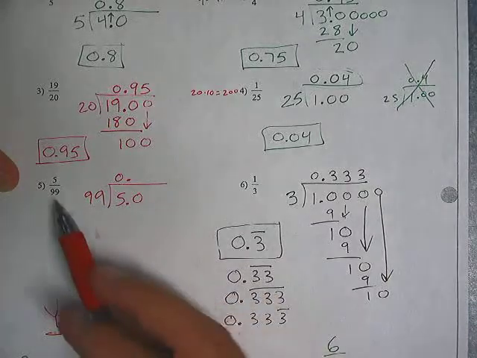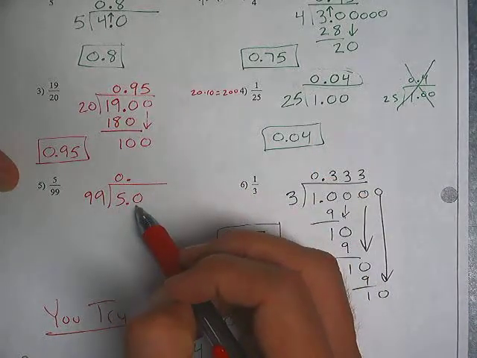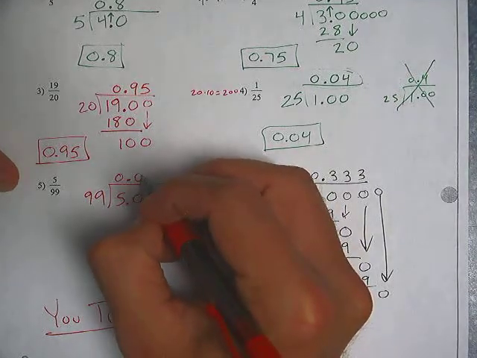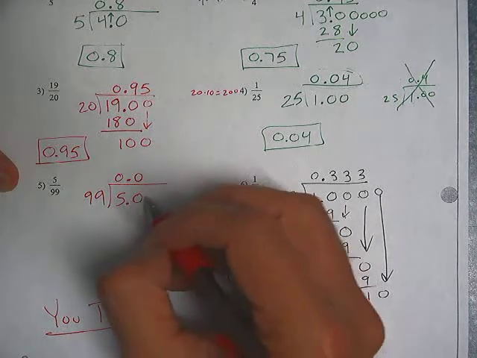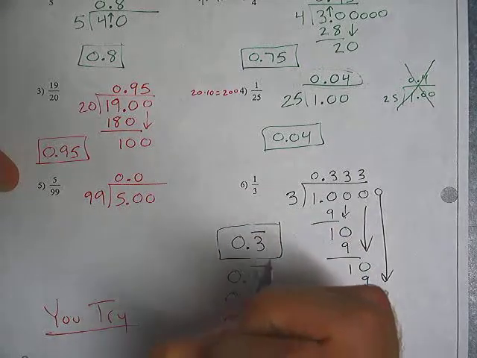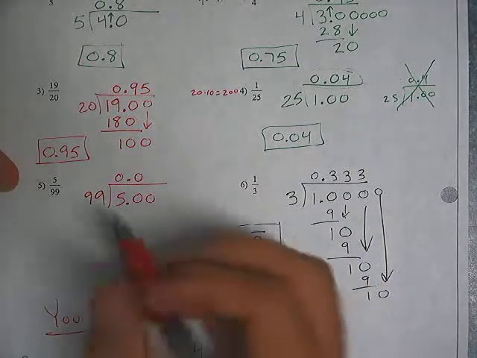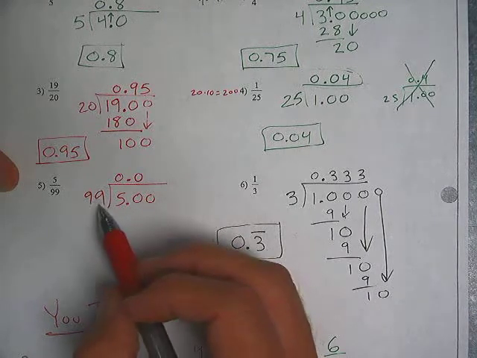5 divided by 99. So 99 definitely does not go into 5. So 0. Bring my decimal up. Now this is going to be similar to number 4 because 99 doesn't go into 50. I added a 0, I made this bigger, and it still doesn't fit. So I must fill in this blank up here with a 0 to show that it didn't go into 50.